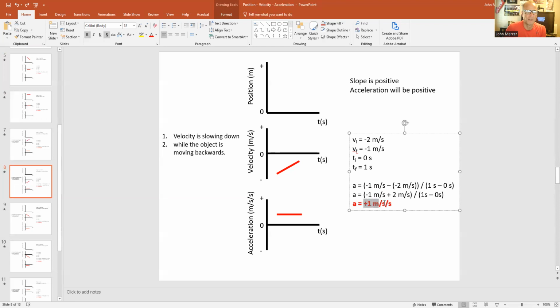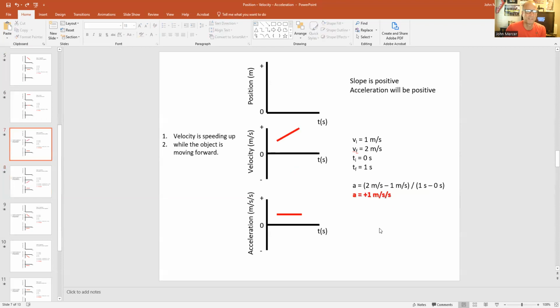And we get a positive acceleration of 1 meter per second per second. That's the same positive acceleration as here, because it's the same slope. The steepness of the velocity versus time plot tells us the magnitude and the direction of the acceleration vector. Now notice I said acceleration vector. It doesn't mean the direction of movement is one direction or the other when we get down to this parameter.